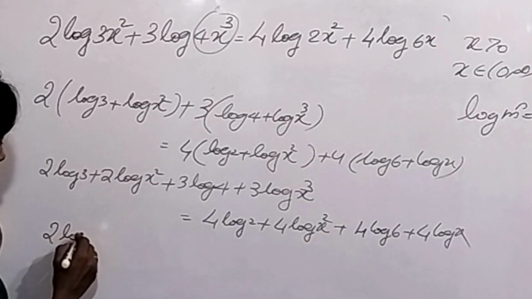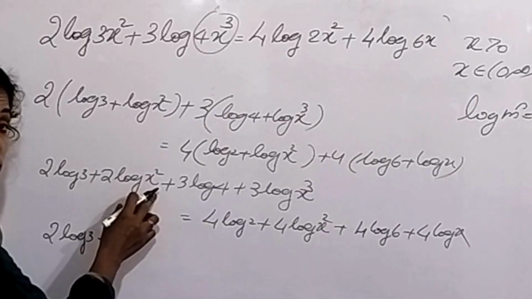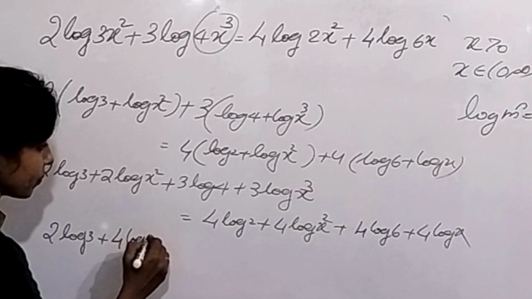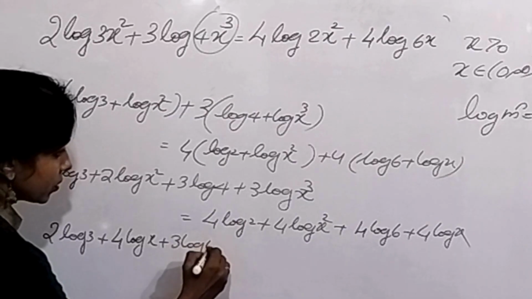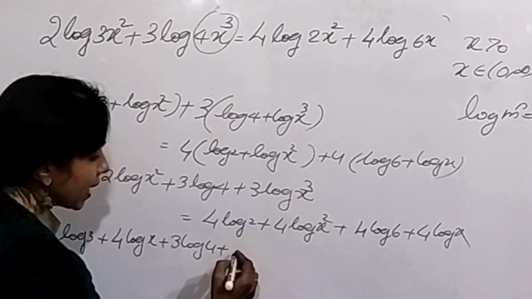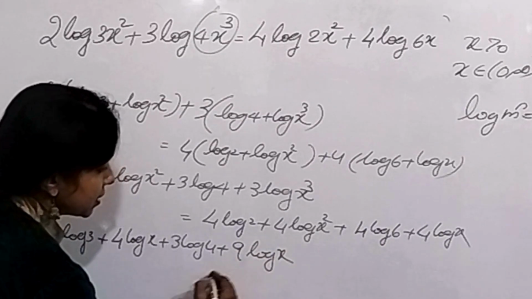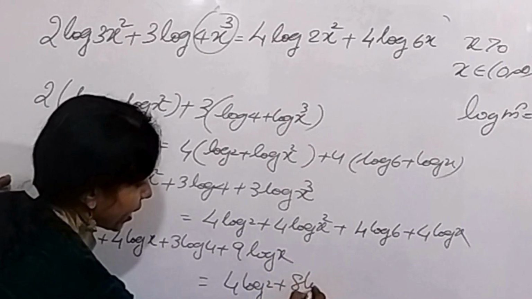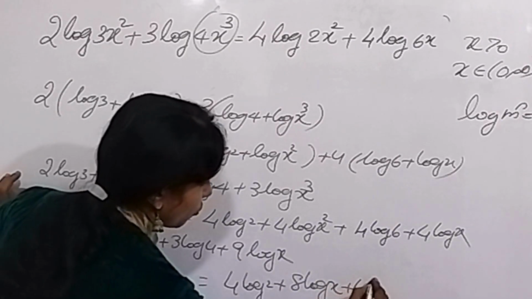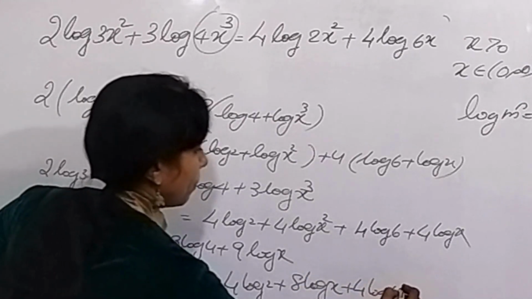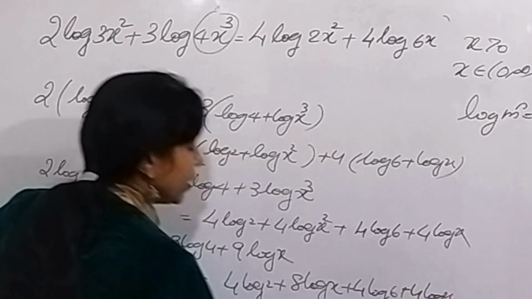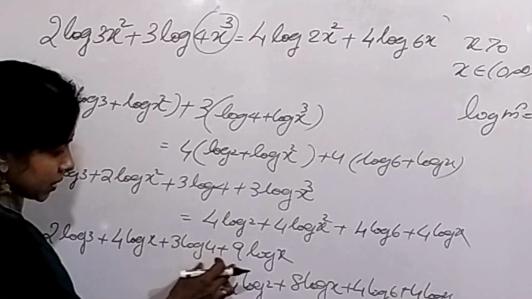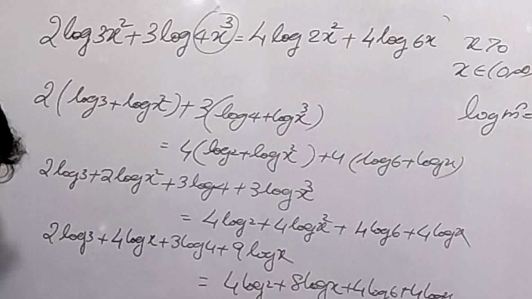So 2 log 3 plus, here also log x² means 2 log x. Here also 2 here, so 2 into 2, 4. So 4 log x plus 3 log 4. Here also we can split, 9 log x is equal to 4 log 2 plus, here also 8 log x plus 4 log 6 plus 4 log x. Now we have so many log x, so we can club that log x together.